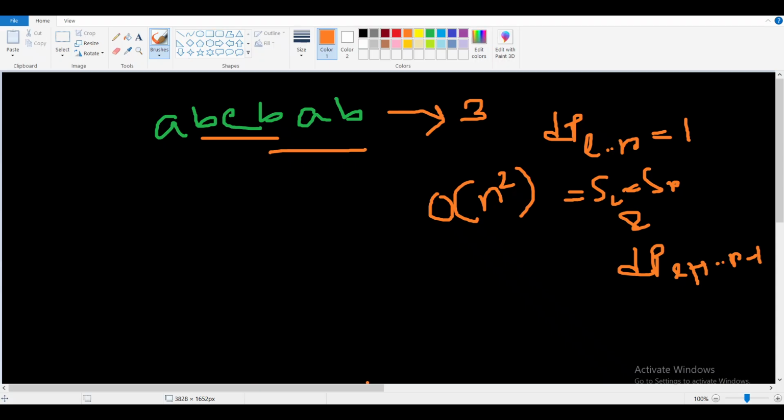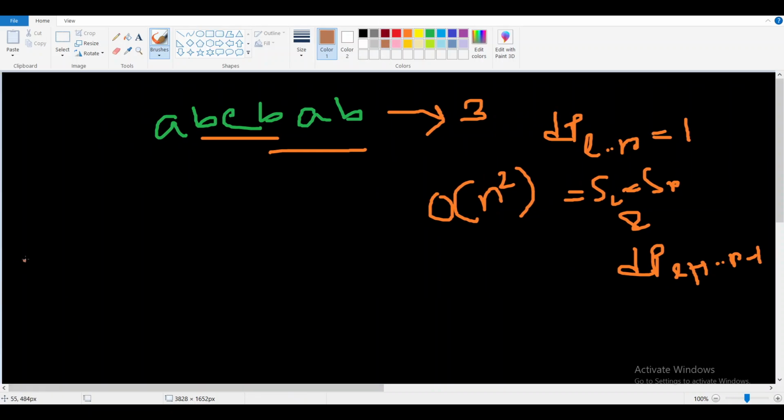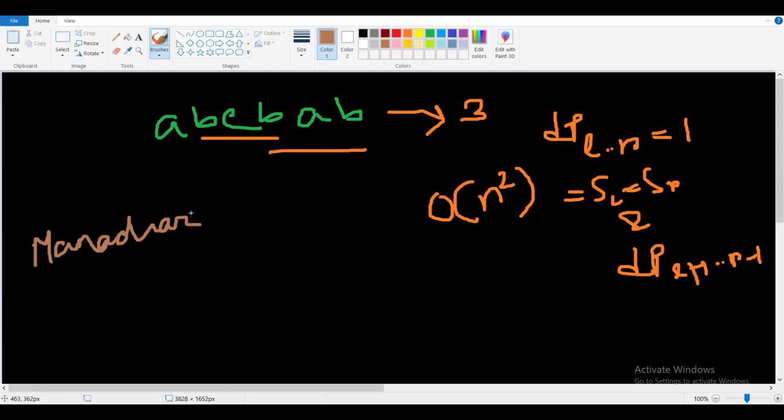So how are we going to solve this problem? We are going to solve this problem using one algorithm which is called Manacher's algorithm, and this is quite a popular algorithm. So what does Manacher's algorithm do? Manacher's algorithm finds all the possible palindromic substrings in order of n.